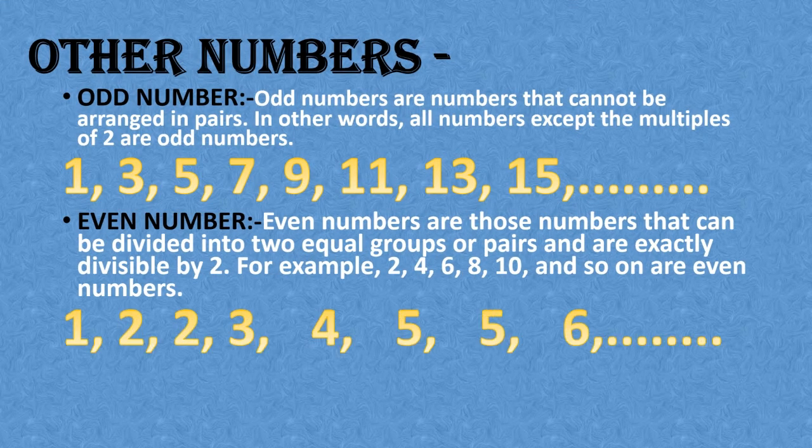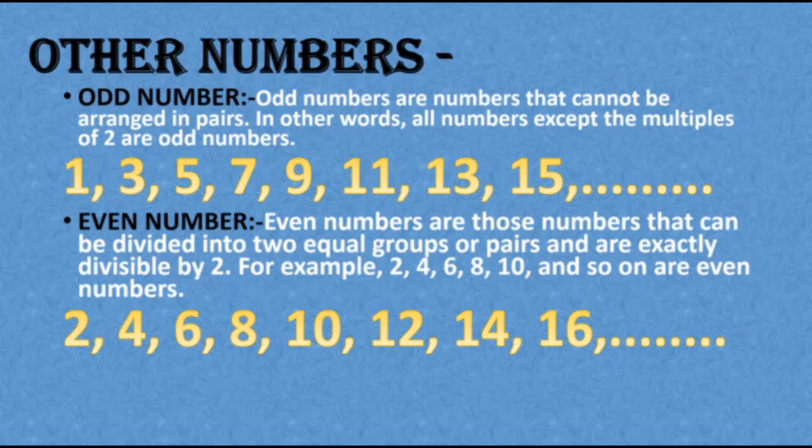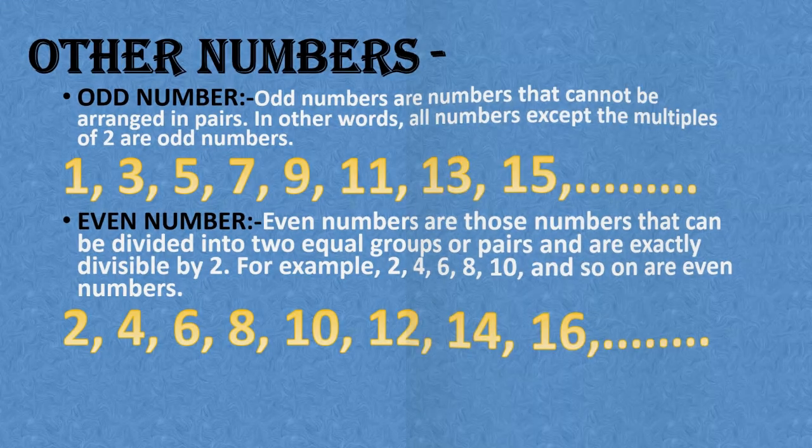Even number. Even numbers are those numbers that can be divided into two equal groups or pairs and are exactly divisible by 2. For example, 2, 4, 6, 8, 10, and so on are even numbers.